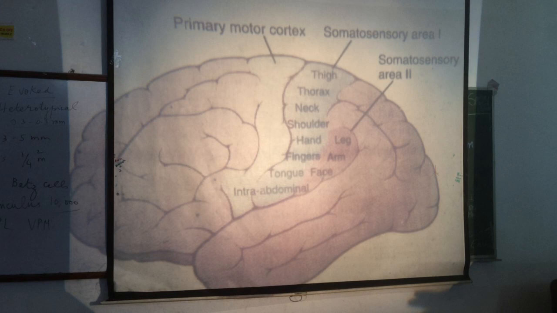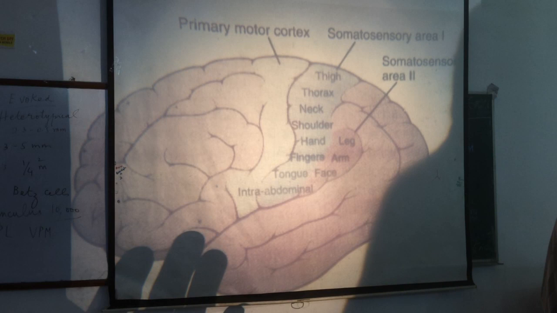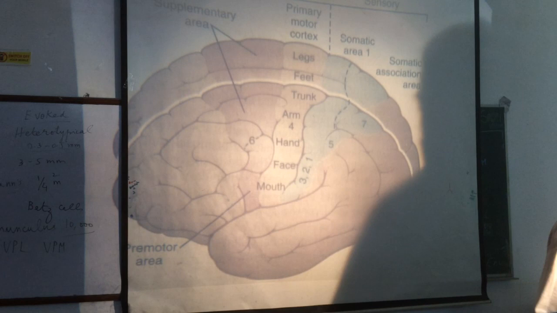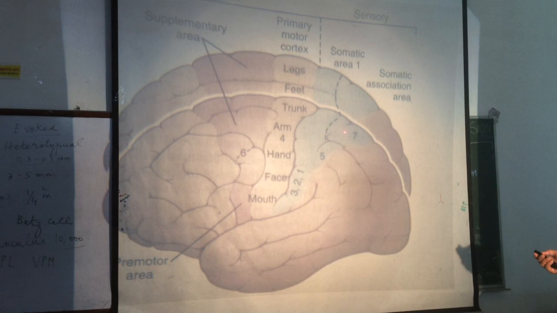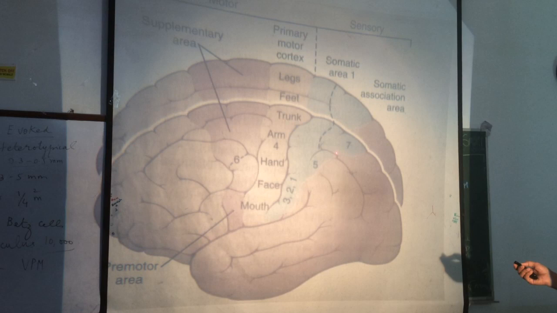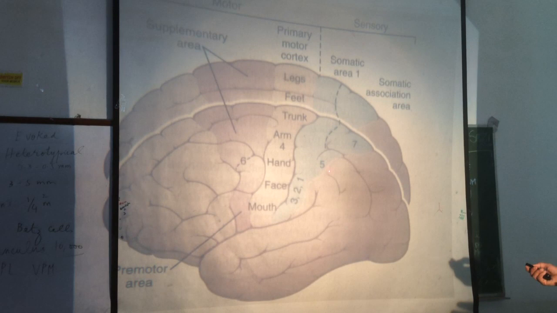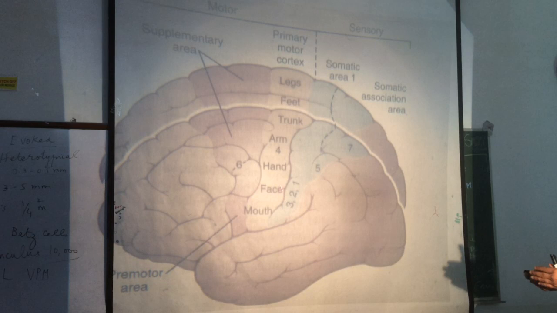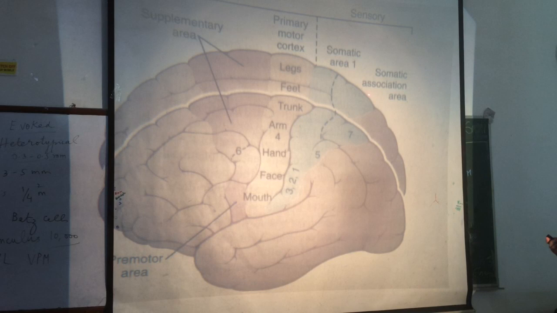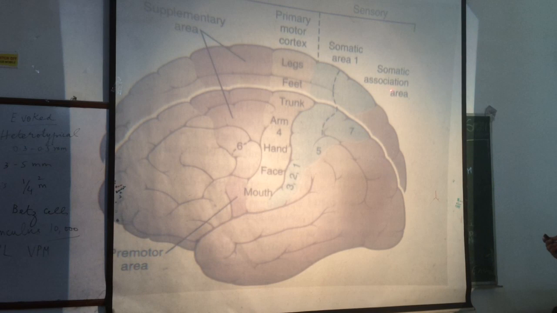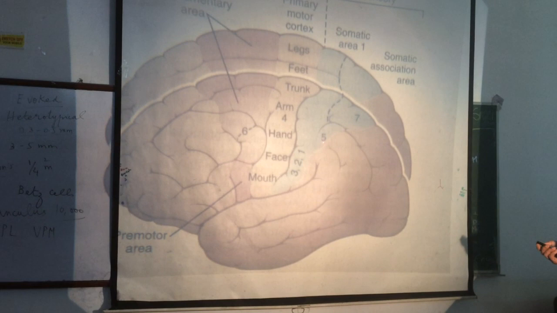The next sensory area is the somatosensory association area, located in the superior parietal lobe, behind area S1. It is Brodmann's area 5 and 7.